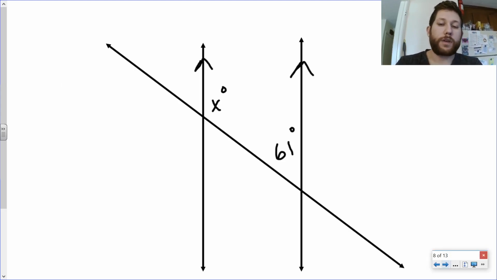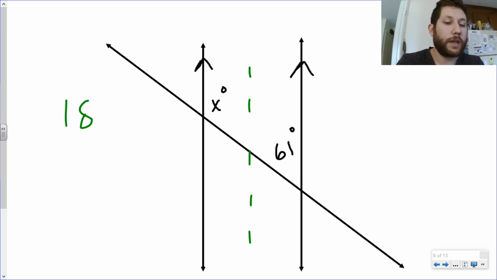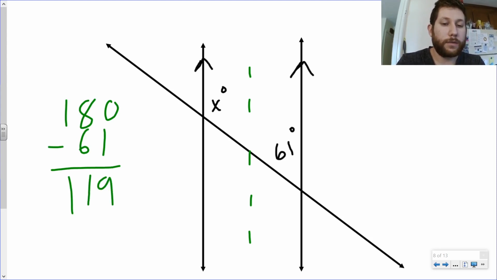Let's look at maybe two more here. All right, so this one, I'm inside the parallel lines. I'm on the same side. That means these are same side interiors. So I'm going to subtract from 180 to get x, and I get 119 for my x value, 119.